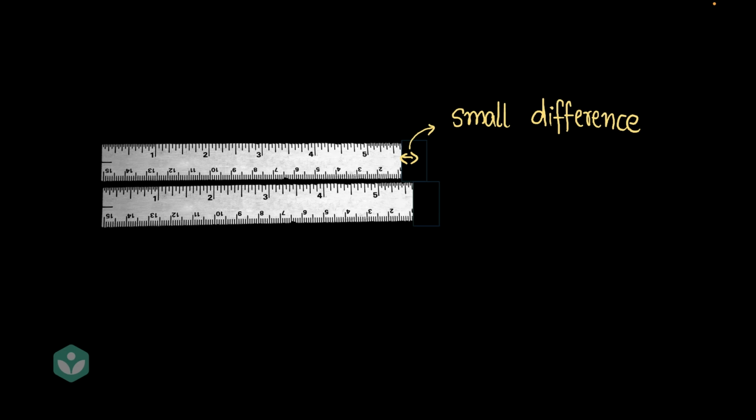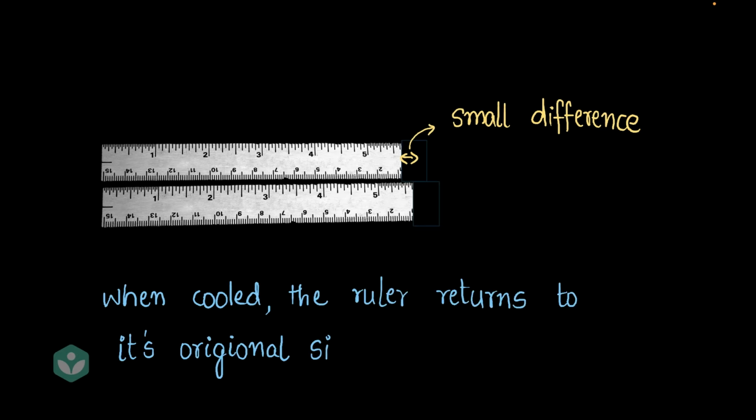Now, it must be clear that when we cool the ruler, it returns to its original size. This is not a permanent change, but rather a temporary change. Okay, and you'll see this concept all around you. Let me show you a few examples of where this concept is used in our daily lives.